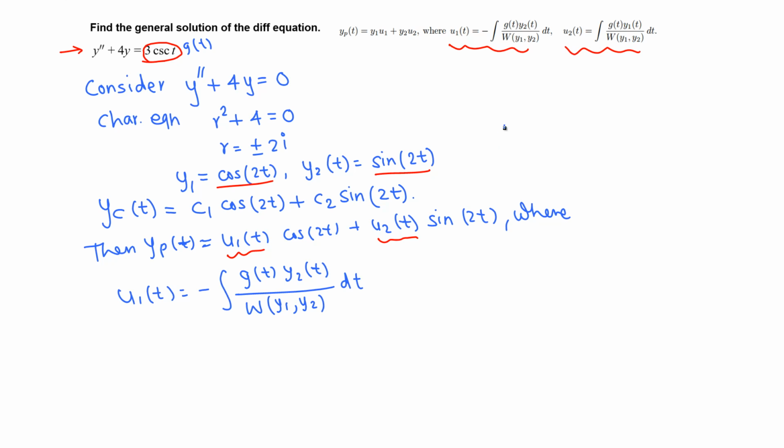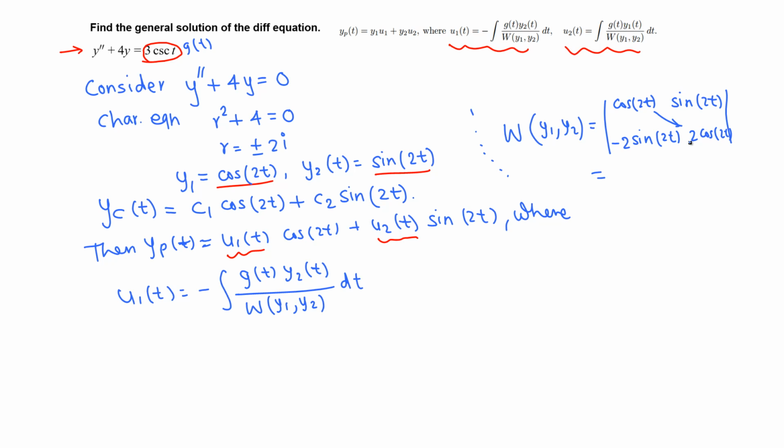Then the Wronskian of y1 and y2 is, just find the determinant. y1 is cosine 2t and y2 is sine 2t. In the second row, we just find their derivatives. That's negative 2 sine 2t. This is 2 cosine 2t. And to find the determinant, we multiply this minus this.